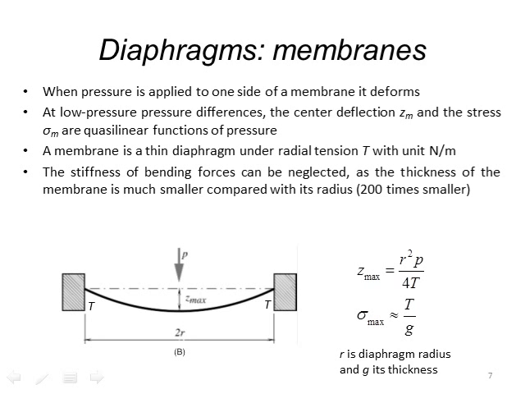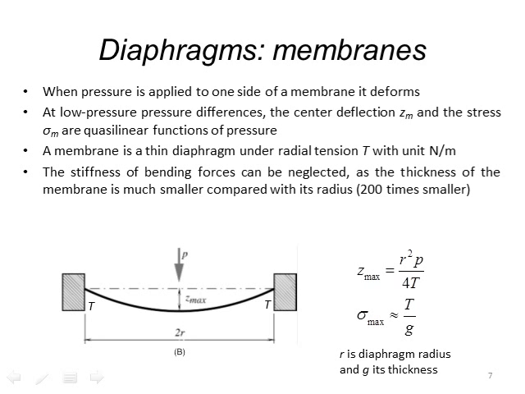Now, it is a thin diaphragm under radial tension that has units Newton per meter. Notice that this radial tension is different than tension that you probably saw in your physics courses, tension on a rope, okay? So this is radial tension in the membrane. Now, the stiffness of bending forces can be neglected in this case, as the thickness of the membrane is much smaller than the radius, typically 200 times. It can be greater than that.